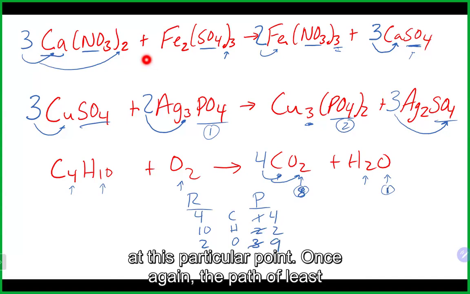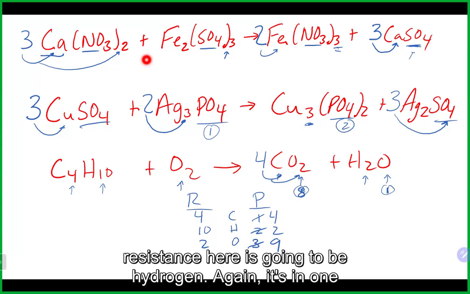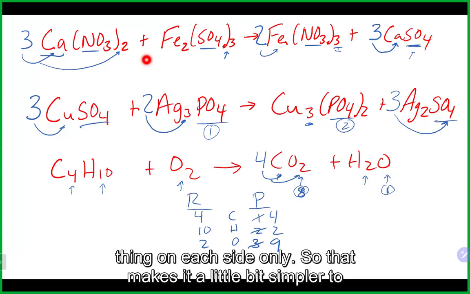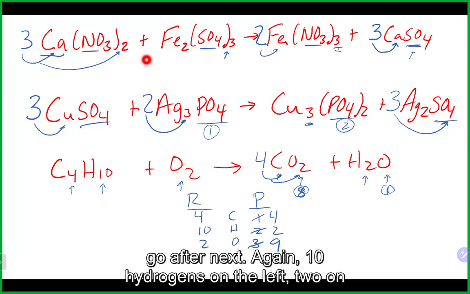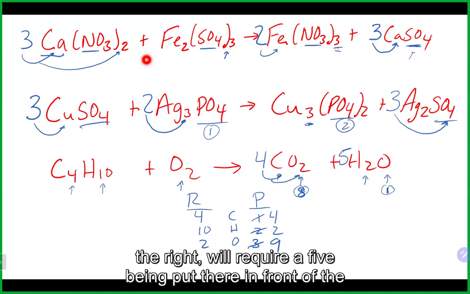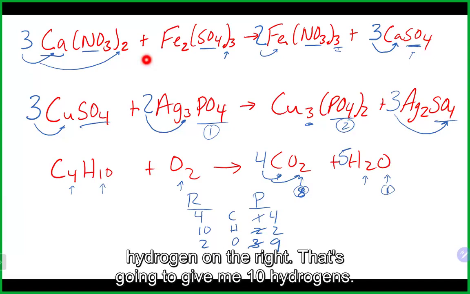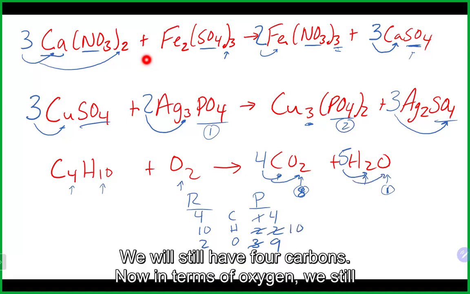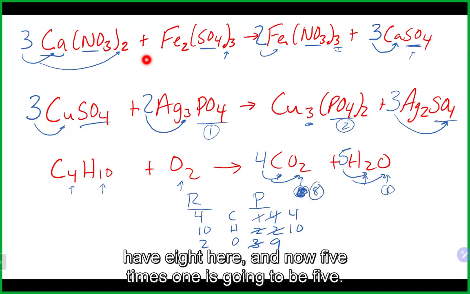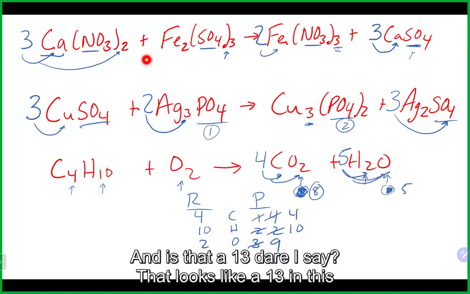Once again, the path of least resistance here is going to be hydrogen. It's in one thing on each side only, so that makes it a little bit simpler to go after next. Again, 10 hydrogens on the left, 2 on the right will require a 5 being put there in front of the hydrogen on the right. That's going to give me 10 hydrogens. We will still have 4 carbons. Now in terms of oxygen, we still have 8 here. And now 5 times 1 is going to be 5. And is that a 13, dare I say? That looks like a 13 in this case, right?